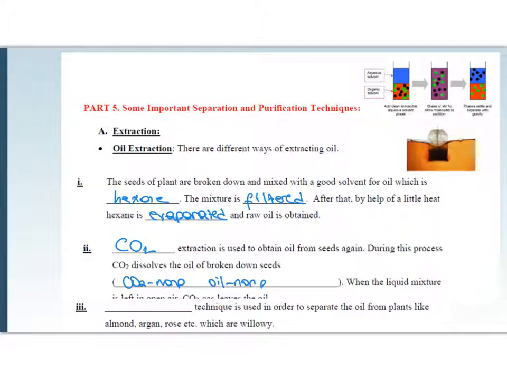Or the most used technique is the Soxhlet technique. It is used in order to separate the oil from plants like almonds, argan, rose, etc., which are oily.